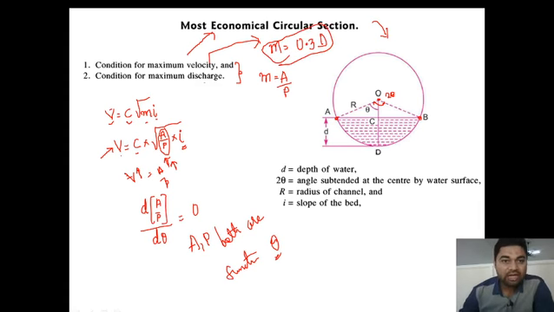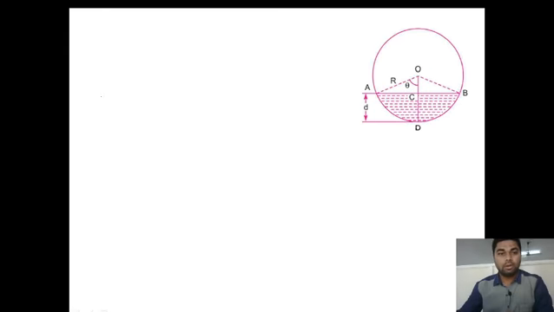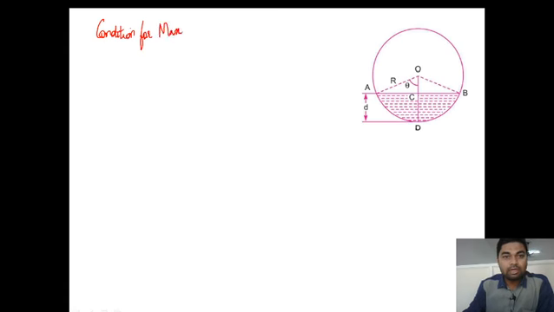Now, let us derive the condition for maximum discharge. After deriving the conditions for maximum velocity, now derive the condition for maximum discharge.